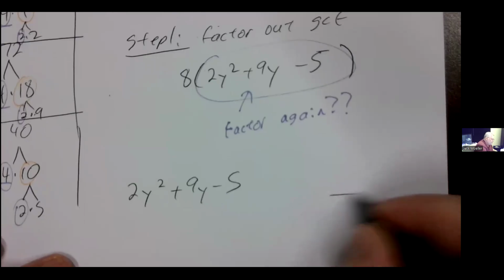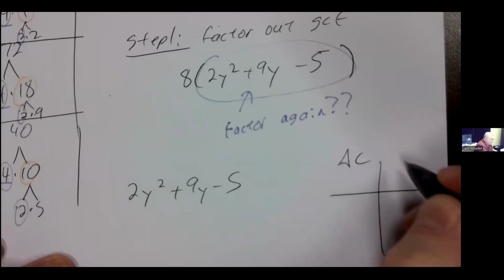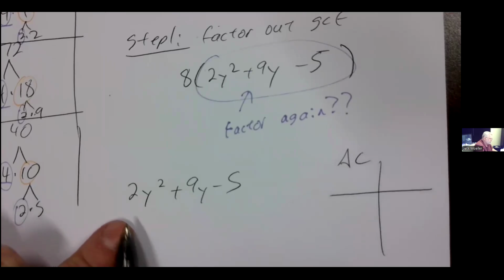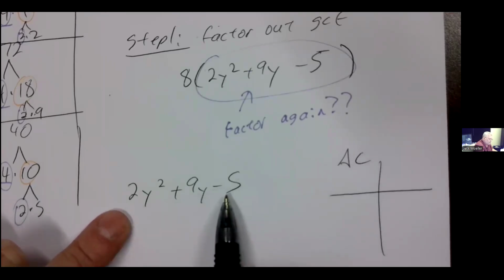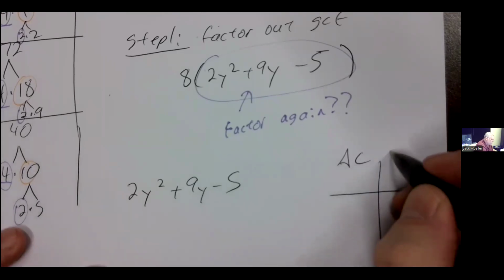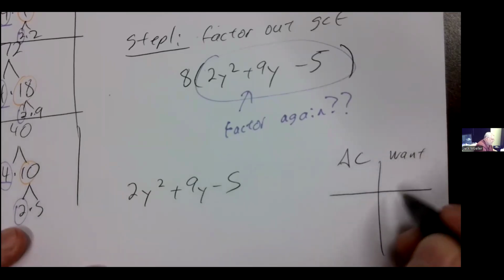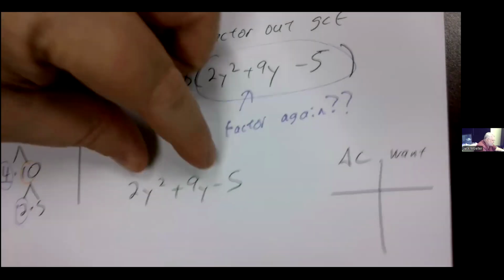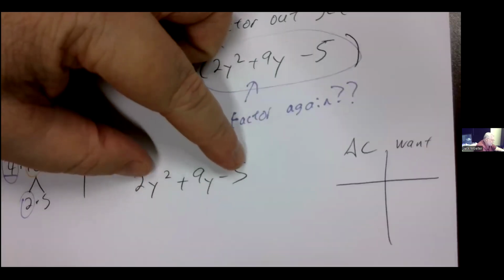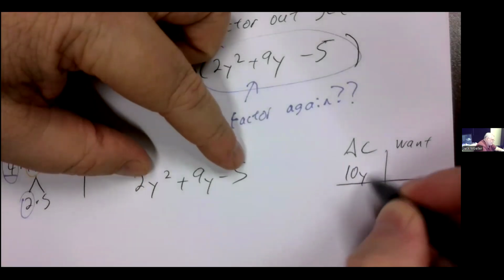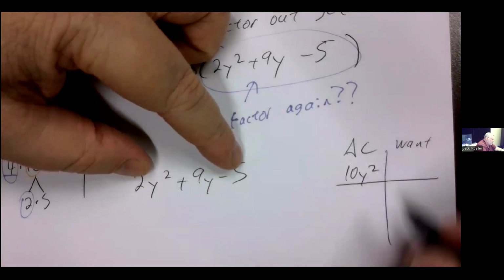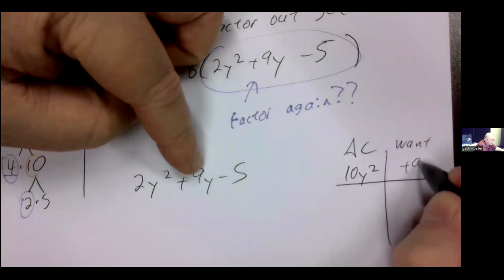If you prefer reverse FOIL, then by all means do so. This one's not so bad with reverse FOIL because 2 is only 1 and 2, 5 is only 1 and 5. So the possibilities are limited, so you don't have to make as many guesses. But I'm going to do the AC method. So I'm going to do 2y squared times 5, which gives me 10y squared. And what we want is the middle term of plus 9y.